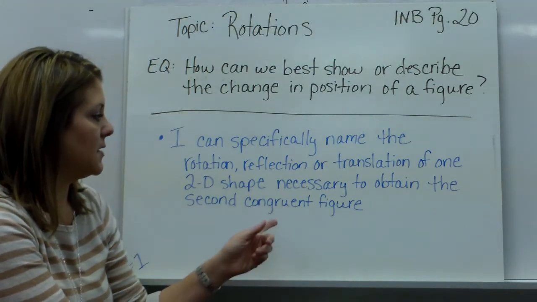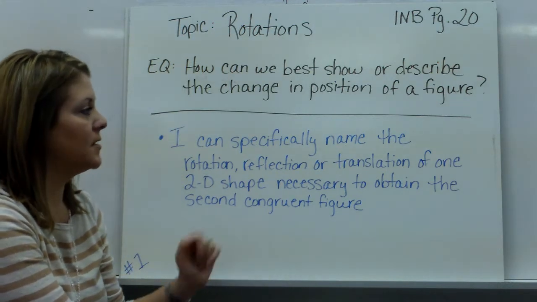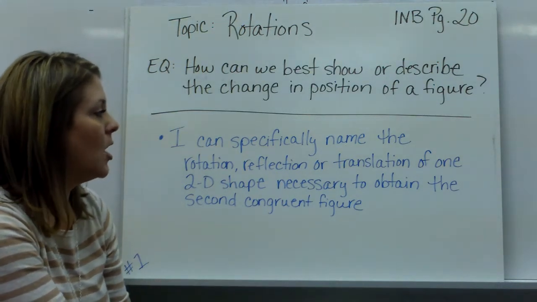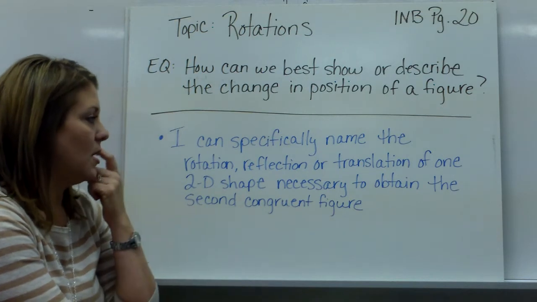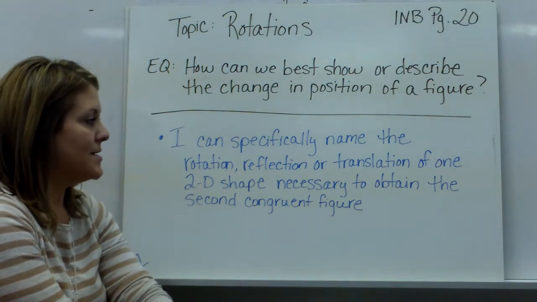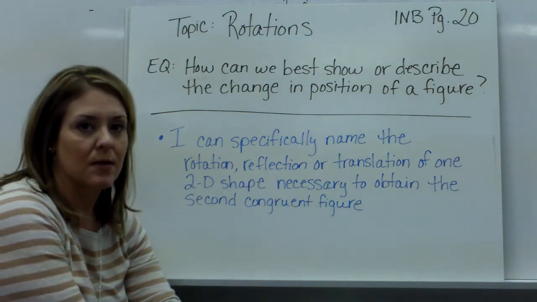And by the end of the lesson, I would like all of you to be able to say, I can specifically name the rotation, reflection, or translation of one 2D shape necessary to obtain the second congruent figure.